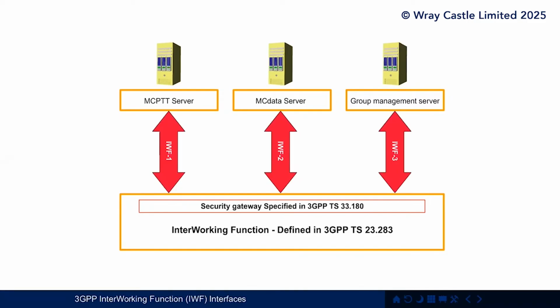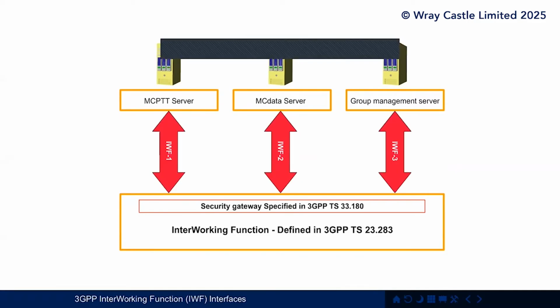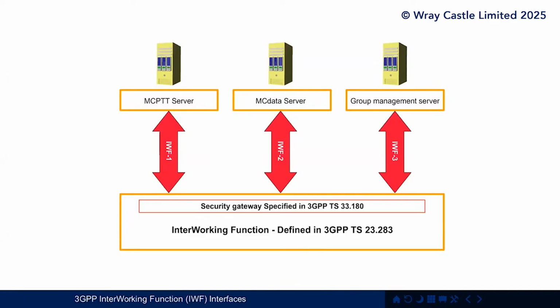If you have a look at this document, you will find it describes three interfaces known as IWF1, IWF2, and IWF3. If we take a look at IWF1, this particular interface was actually specified way back in the early days of 3GPP Mission Critical, Release 13. It specifies a way in which mission critical push-to-talk servers could be connected together. So we might have an MCPTT server in one organization's network, and we need to connect that to another organization. So IWF1 was to interconnect those servers together.